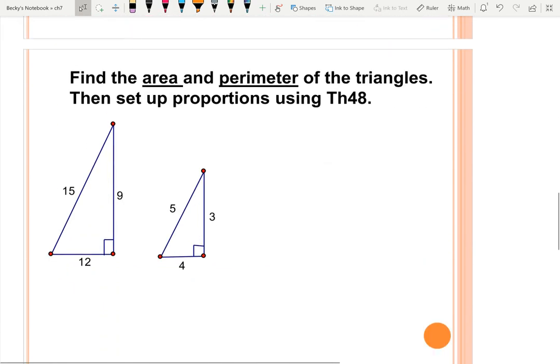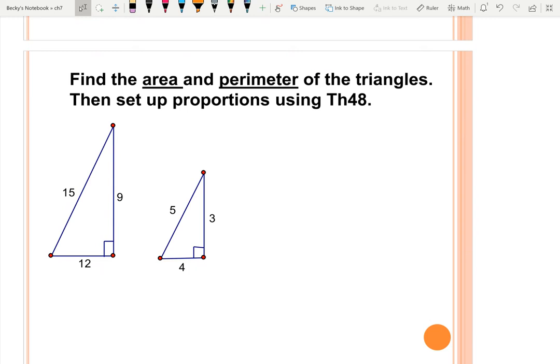All right, so let's practice a few of these questions. Find the area and the perimeter of the triangles, and then set up proportions using theorem 48. Okay, so let's find the perimeter and the area of each one of these. For perimeter on this first triangle, let's just add it all together: 15 plus 12 plus 9. The perimeter is 36. I'm not going to worry about units, 36 units.